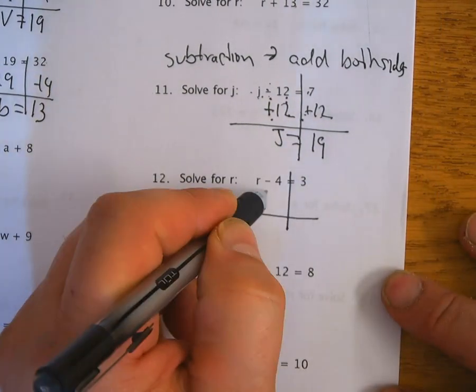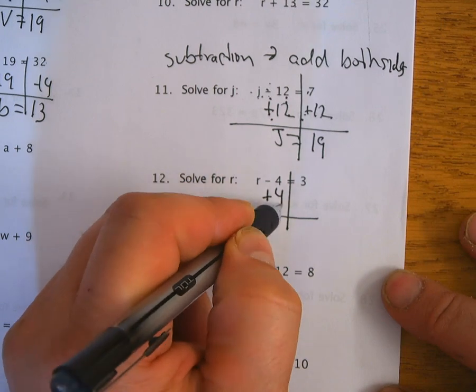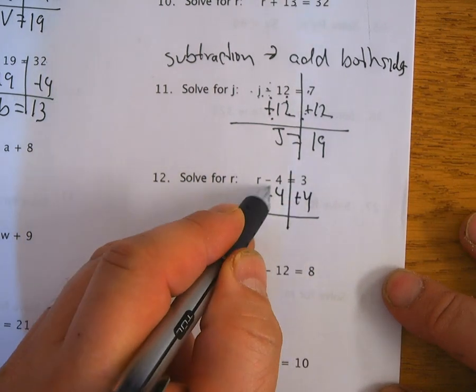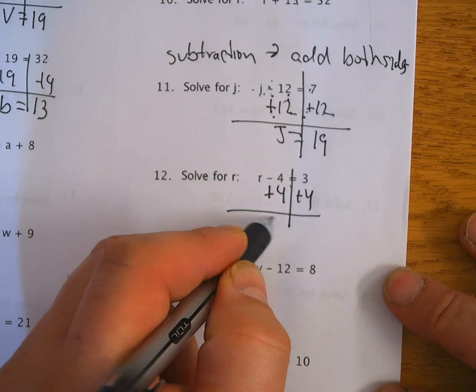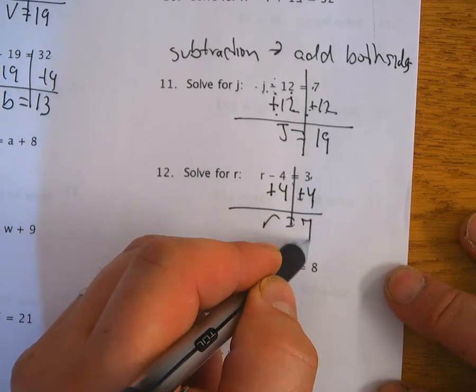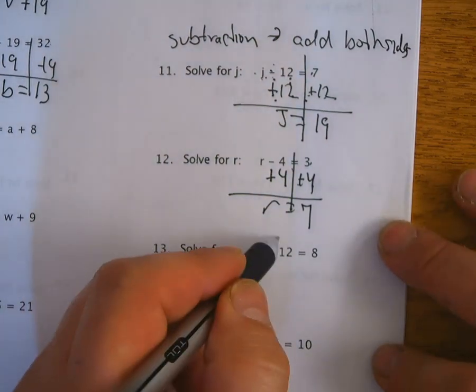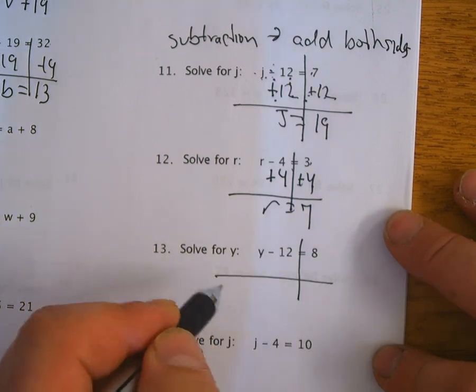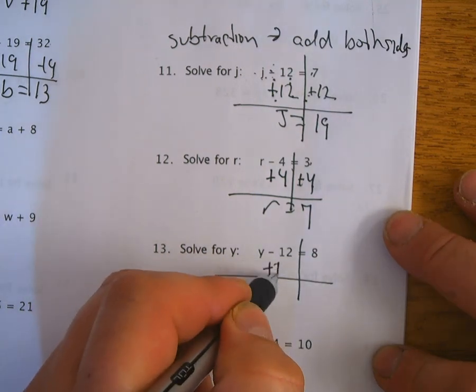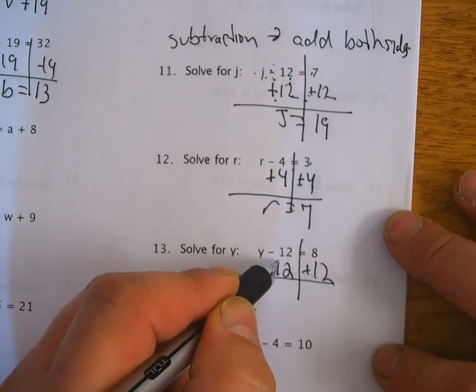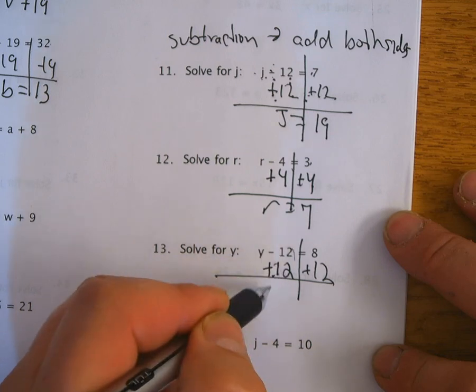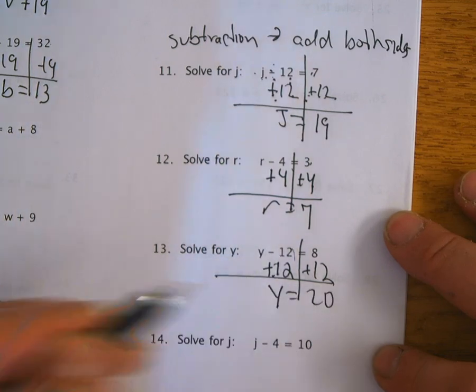Drop the t, being minused, so I'm going to add 4. 4 makes that equal to 0, so I'm left with r. 4 plus 3 is 7. Drop the t at the equal sign. I'm adding 12 to make that equal to 0. Y is equal to 20.